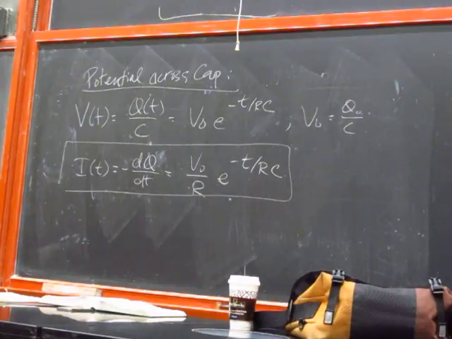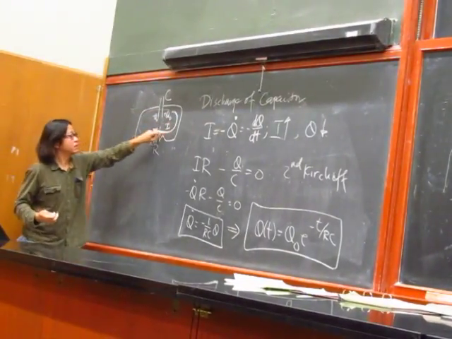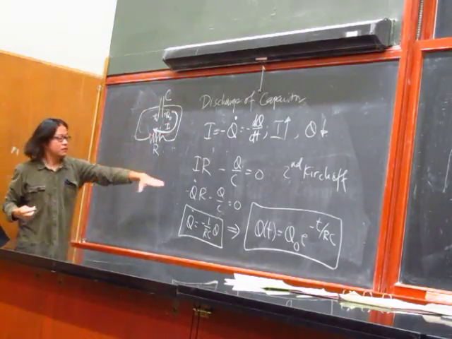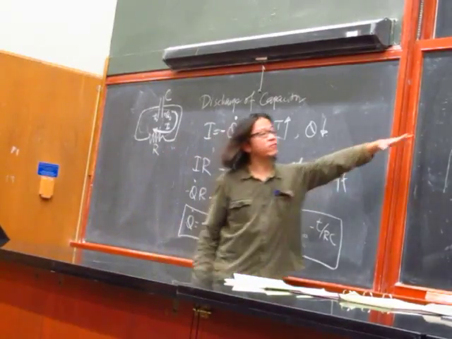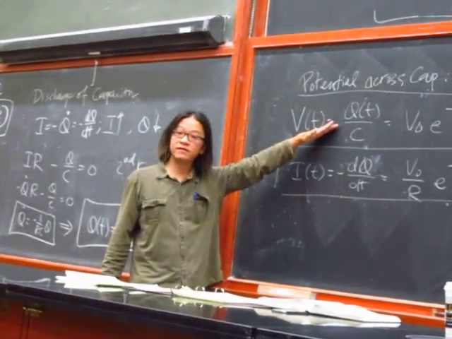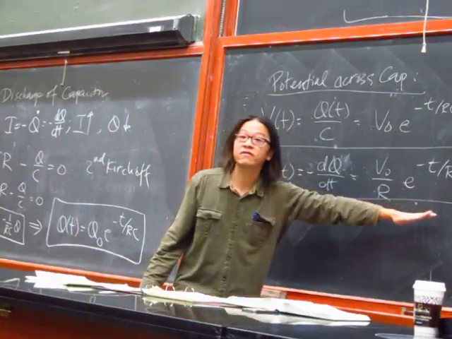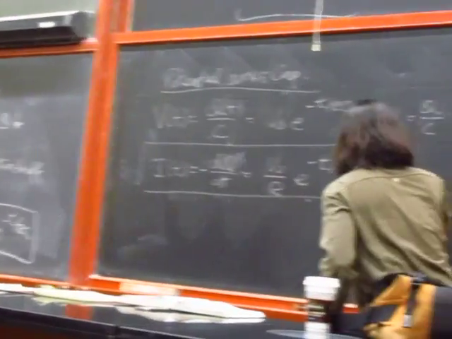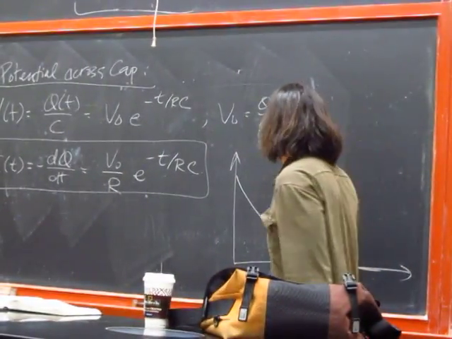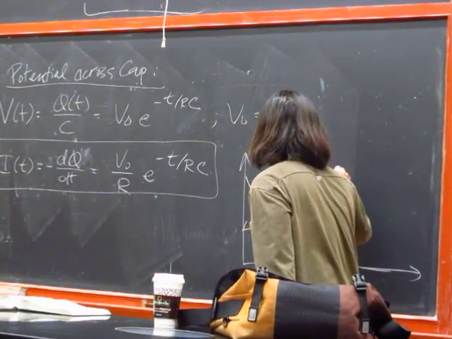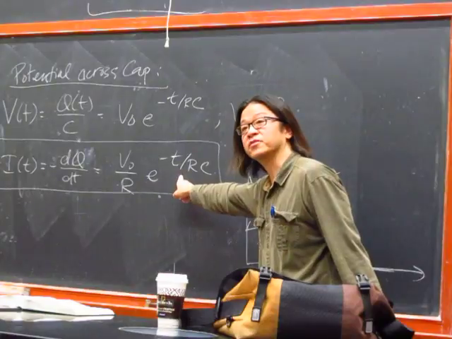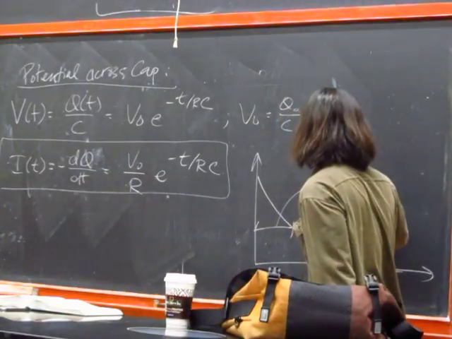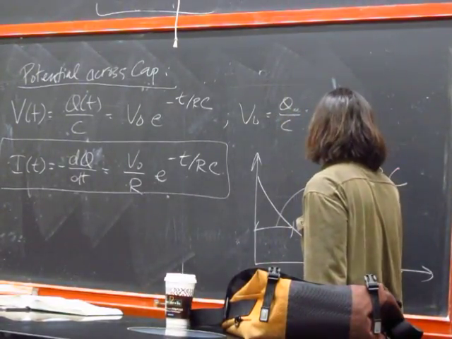As the capacitor discharges, plus Q moves across the circuit to neutralize the capacitor. The charges go down exponentially. The voltage drop across the capacitor also goes down exponentially, and the current eventually dies off exponentially. They all have this curve like that. And this time here, tau, is the time constant for an exponential, the time to reach 1 over e of the initial value. This RC is called the RC time constant.